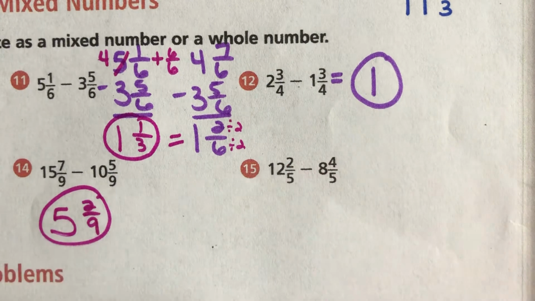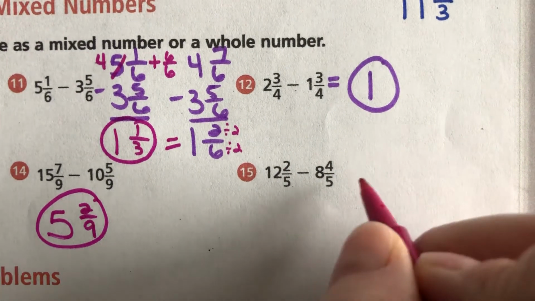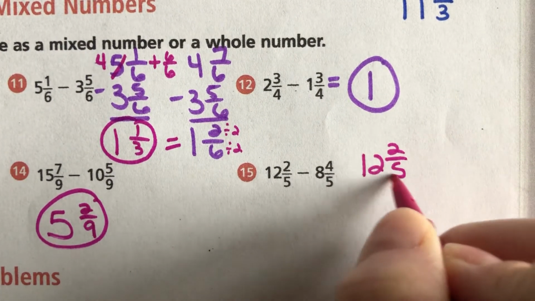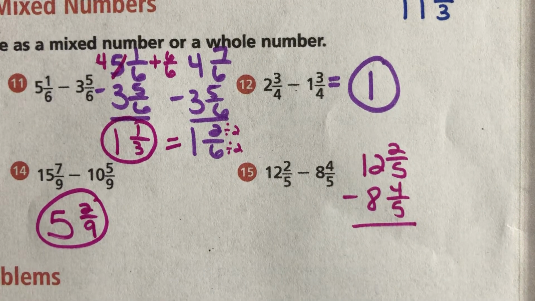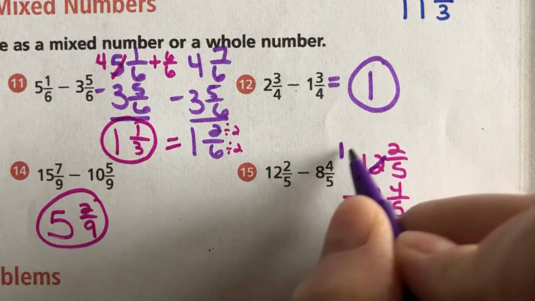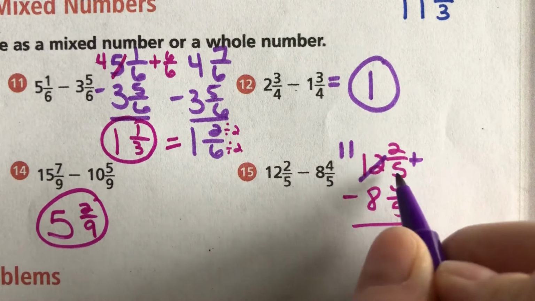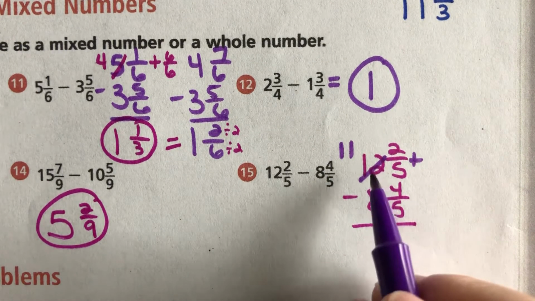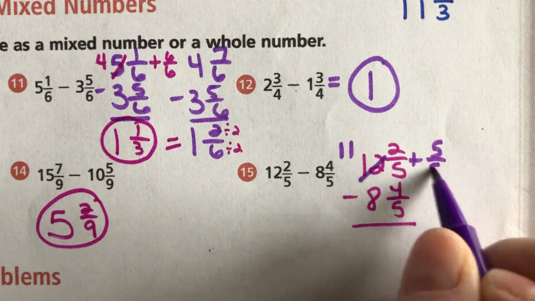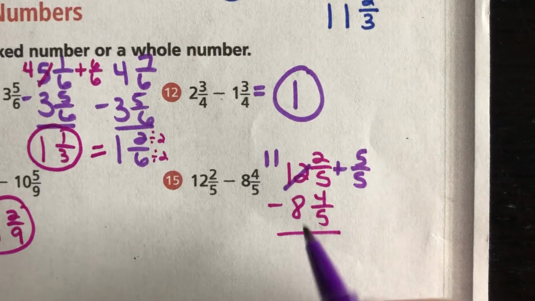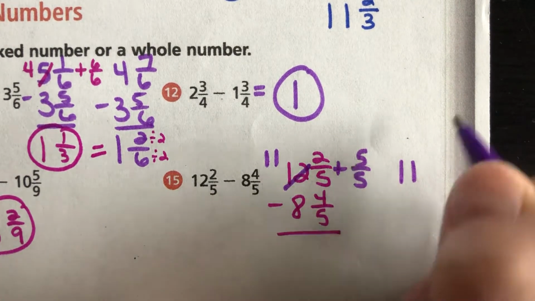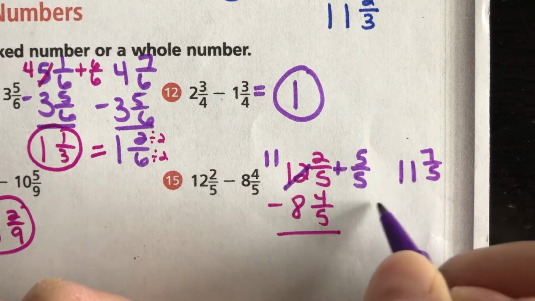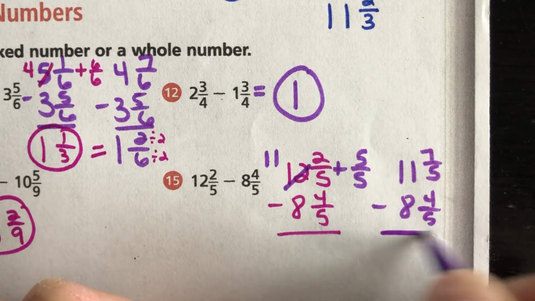I cannot take 4 away from 2, so I would rewrite this one vertically. I'm going to rewrite this as 12 2/5 minus 8 4/5. And I'm just doing this because it makes it easier to see when I'm borrowing. I'm going to borrow 1 from this 12. It's now 11. And to my 2/5, I would have to add 1 whole that I borrowed from the 12, which would be 5/5. So the new problem that we're solving is 11 and, if you have 2/5 plus 5/5, that means 7/5 minus 8 and 4/5.